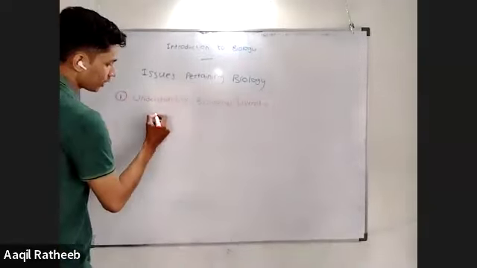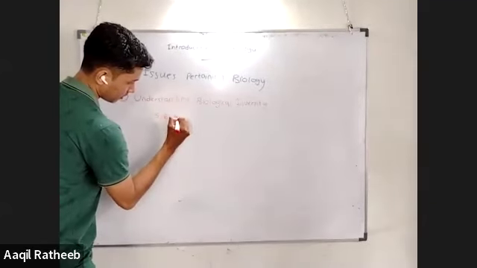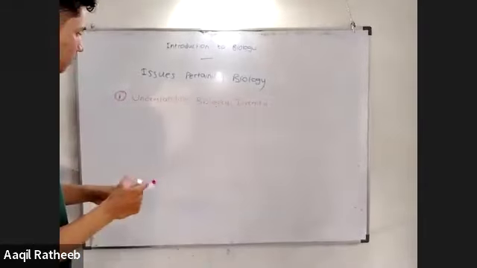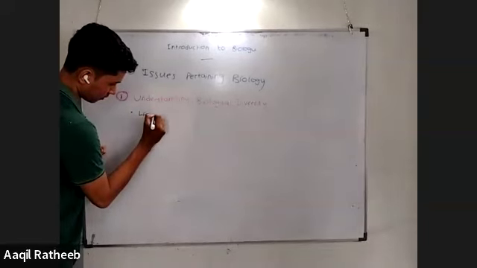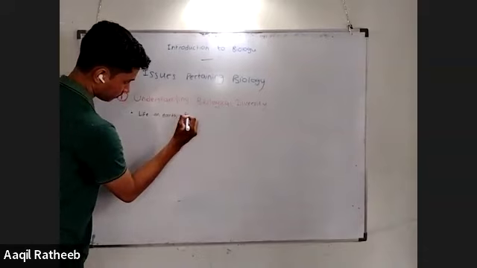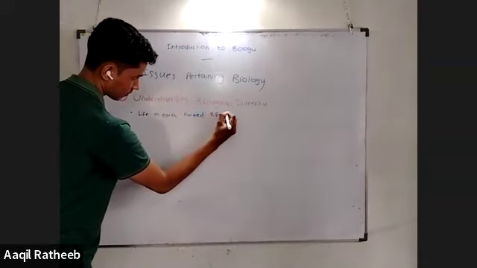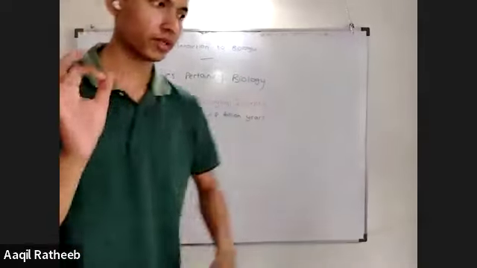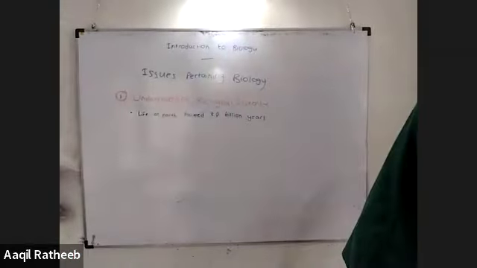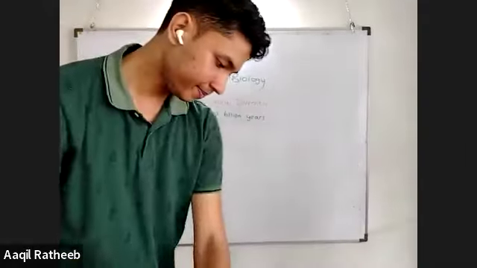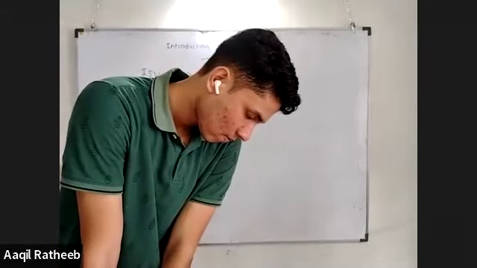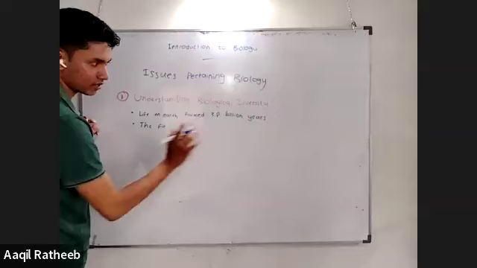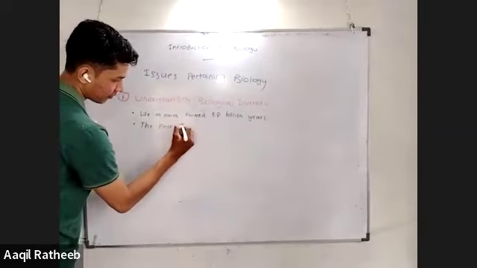Life on Earth formed 3.8 billion years ago. These are the MCQ points. That's the first MCQ point, I took it from the resource book. The second MCQ point is the first formed organism. I'll explain it later. First, I'll write the points.